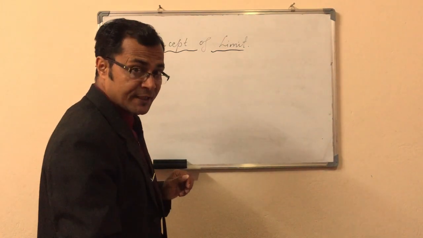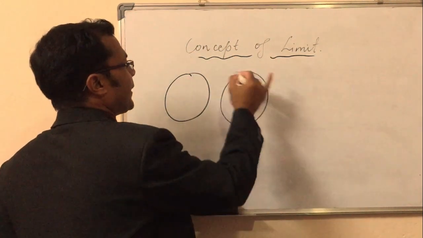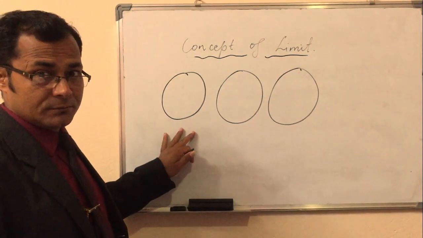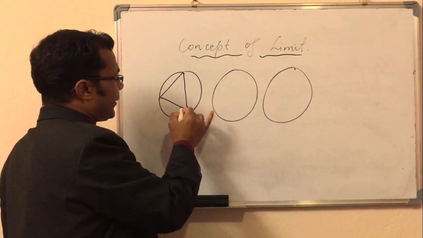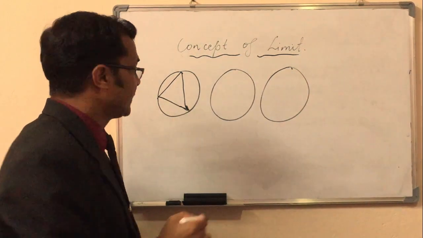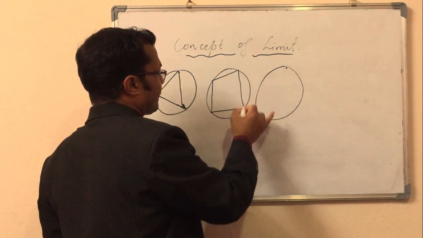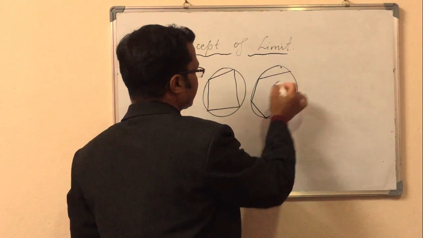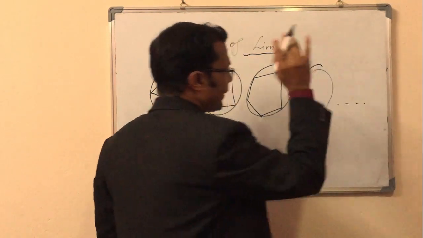Now let me give you some examples over here. As you have gone through your textbook, we have got a circle. And what I'll do is I'll draw one triangle over here inside. Next, I'll go on increasing the number of sides. 4. Then again, next. 5, 6, and many.